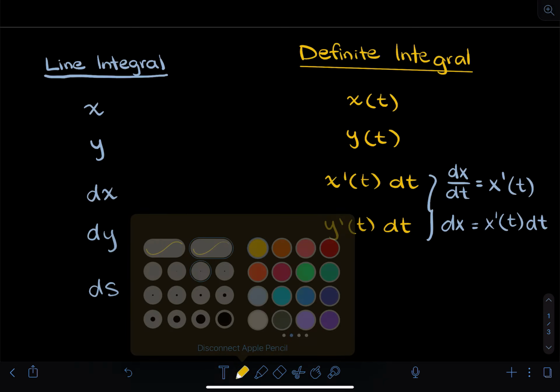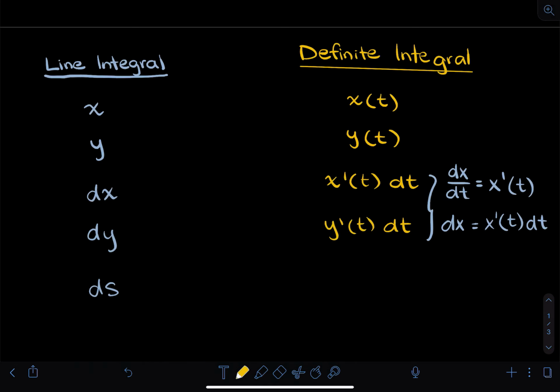Finally, for the arc length part of it, here we're not just talking about an arc length, but we're trying to integrate with respect to the arc length. So it looks slightly different from just a normal arc length. So we have x prime of t squared.